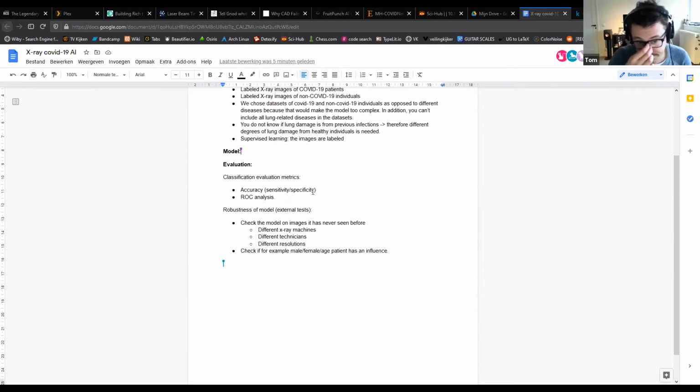The discussion was also mainly centered on the robustness of the model, so checking the model on images it has never seen before. For these images, there needs to be a difference in X-ray machines, a difference in technicians, and a difference in the resolutions of the images themselves. And other variations like male, female, and age. These are all things that you need to worry about.